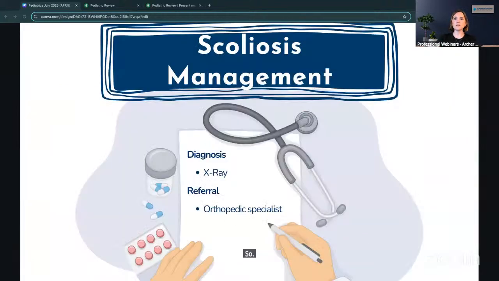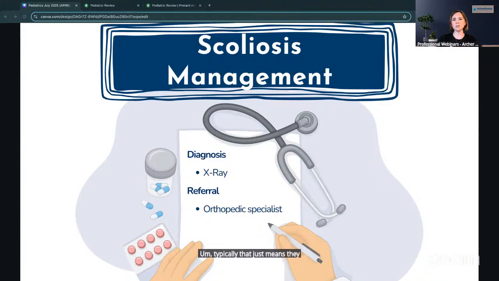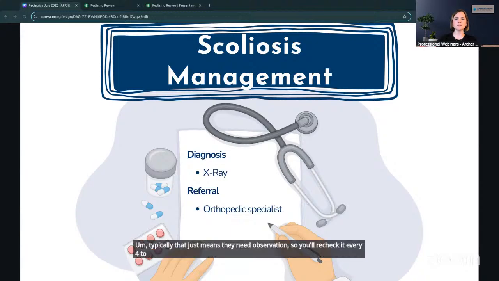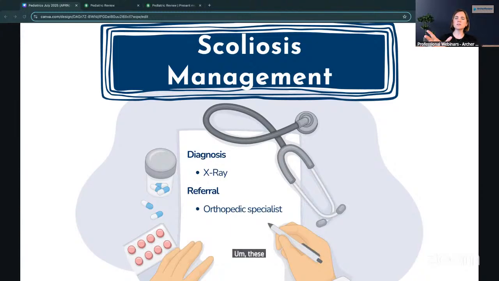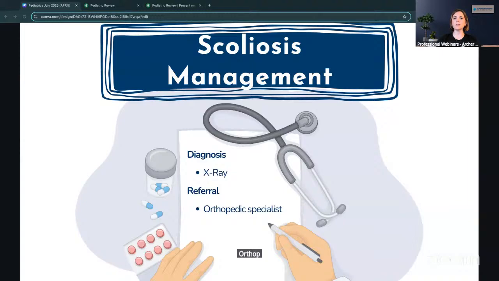Based on the x-ray that they get, you'll get a Cobb angle. If their Cobb angle measures less than 10 degrees, then it's not considered scoliosis. If it's 10 to 25 degrees, that is mild scoliosis. Typically, that just means they need observation, so you'll recheck it every 4 to 6 months. The mild patients don't necessarily need to be referred out, but if you feel they're borderline and you'd rather they be evaluated by orthopedics, it's totally fine to go ahead and refer. And usually the orthopedic doctors will do the same. They'll just recheck again every 4 to 6 months.